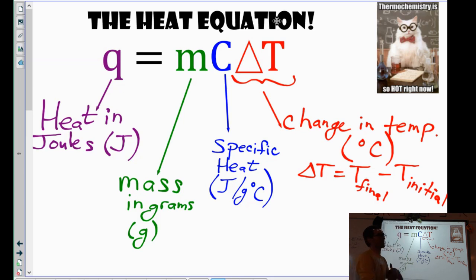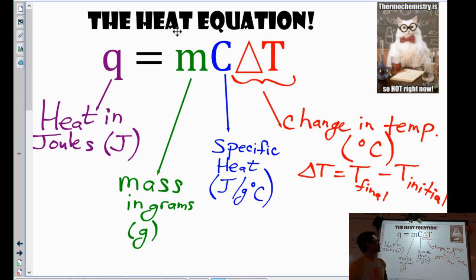But we are gonna focus on the heat equation. It's my personal second favorite equation in chemistry. My favorite one deals with gases. We'll get to that much later in the year. But the heat equation is Q equals MC triangle T.